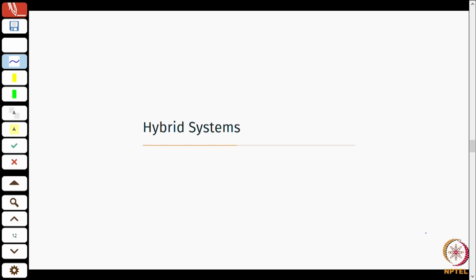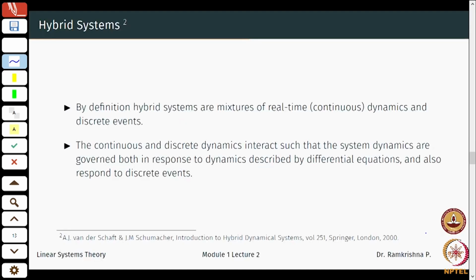Okay. So another interesting class of systems are what we call hybrid systems, and as the name itself suggests, these are a mixture of some kind of continuous time dynamics and discrete events. Okay. So what are continuous time dynamics? So far we learned there could be x dot equal to Ax. In the discrete case, you will have x(k+1) equal to A x(k). You can have in the nonlinear case x dot equal to f(x) and so on.